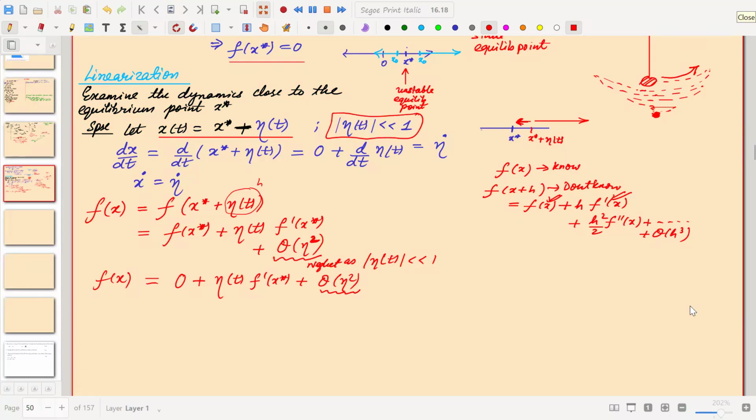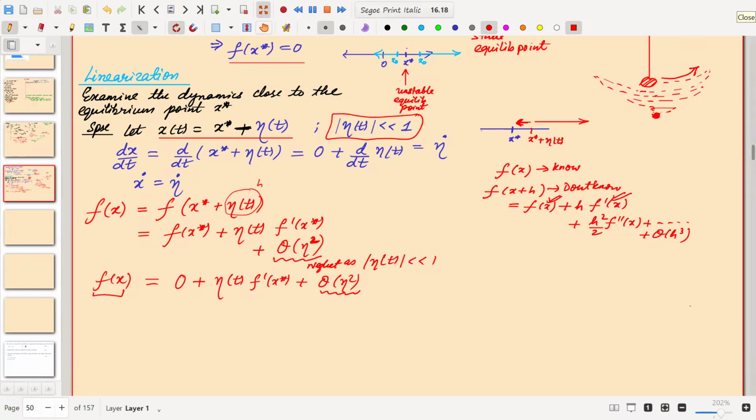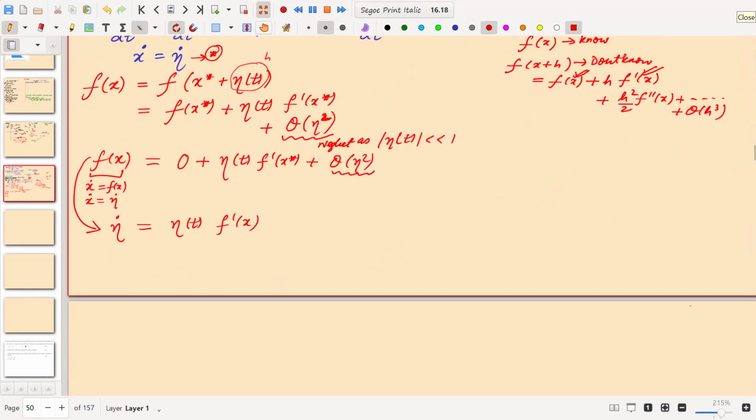So remember that f of x is nothing but x dot. We know x dot equals f of x. But we also know from equation star that x dot is also equal to eta dot, right? So can we write this f of x as eta dot? Agree, right? So what we have? Eta dot equals eta times f prime of x, right? Agree. So now this is a very nice equation. Very, very important and nice equation.